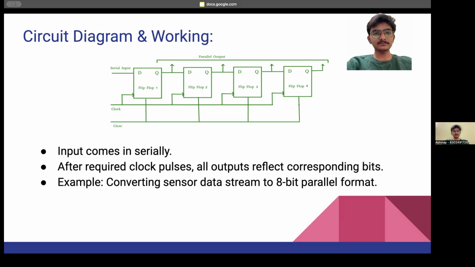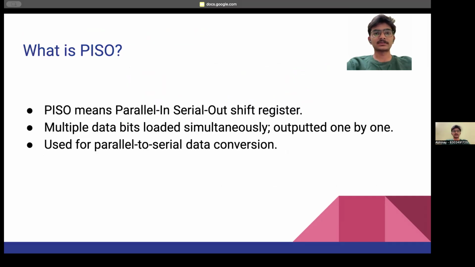Now the next type is PISO. PISO stands for parallel in and serial out. These type of shift registers are mainly used for parallel to serial data conversions. So in this, we load data bits simultaneously and they are outputted one by one.